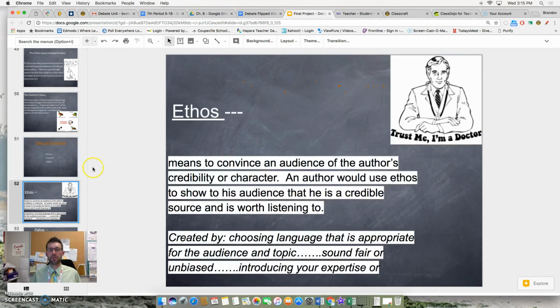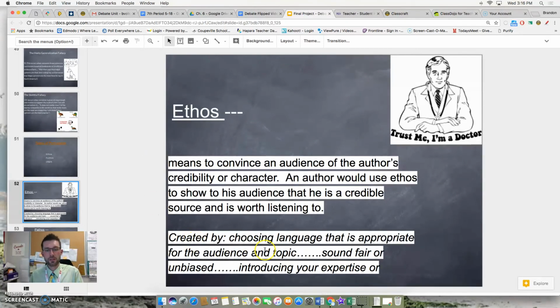The first one's called ethos. I hope I'm pronouncing this right. Ethos means to convince an audience of an author's character or credibility, or how much you can trust them. Because you want your judge to think that you're the most trustworthy of the 2 people in the debate. An author uses this to show your audience that you're worth listening to.